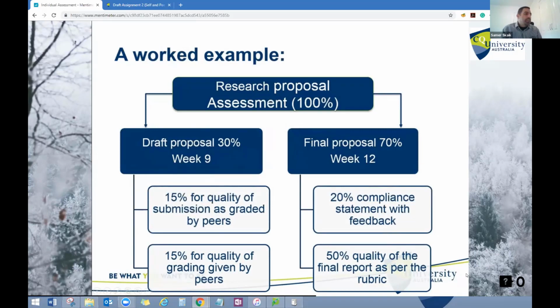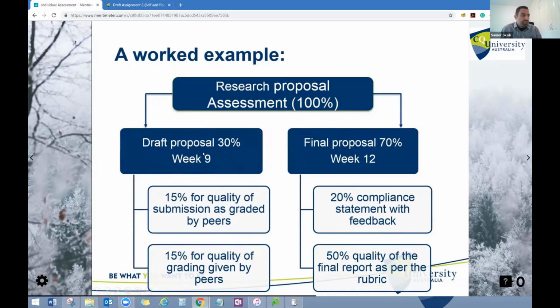What I have done is, if the assessment task is 100%, I split that into two tasks. One is the draft proposal, and you can say 30% of the weight. And one is the final proposal. You can play with the weighting depending on your unit. And you need to allow time between the first one and the last one. So you have week 9 and week 12.